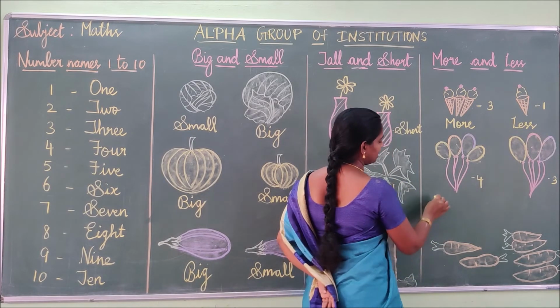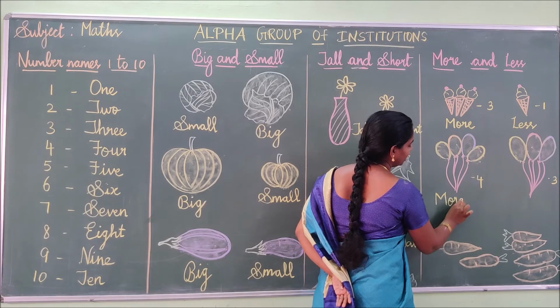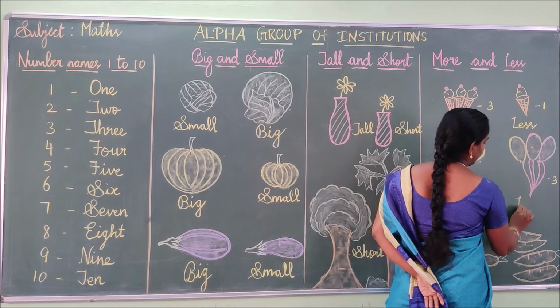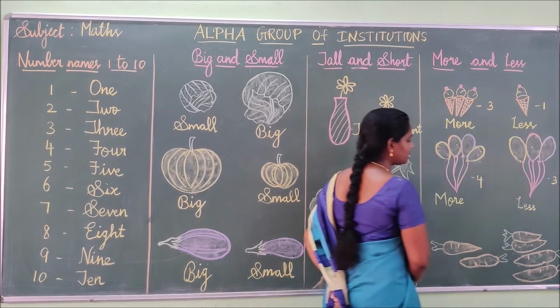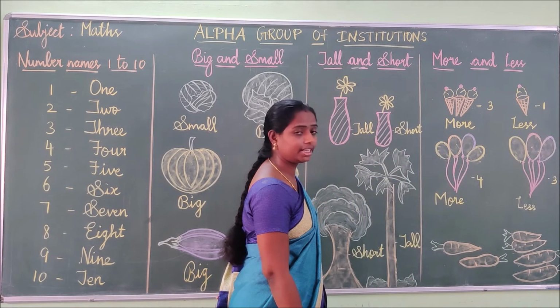Shall we write and see? Here more, M-O-R-E. Here we have more balloons and here we have less balloons. L-E-S-S, less balloons. Children, and then shall we go to the next picture?